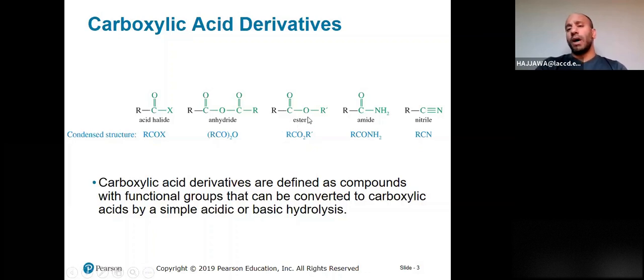Ester, when you have an alkoxy group attached to the carbonyl, and amide, when you have an amino or a substituted amine attached to the carbonyl, since you could have a primary amide as the one you see in front of you. Secondary amide is when you have an NHR prime, and a tertiary amide is when you have no hydrogens attached to the nitrogen. And the last derivative that we're going to learn about in this chapter is the cyano compounds, or the nitriles.